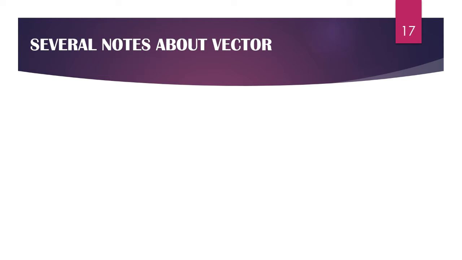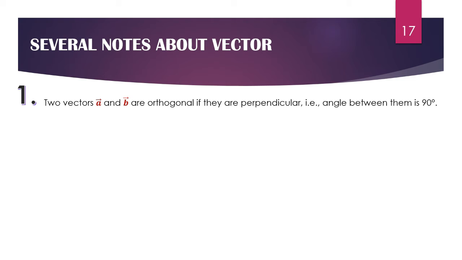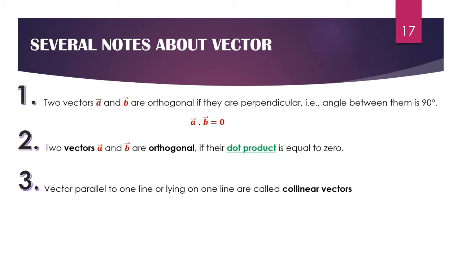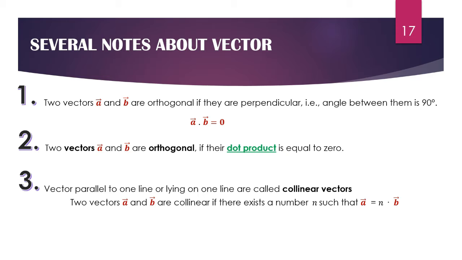Several notes about vectors. The first, listen: vectors A and B are orthogonal if they are perpendicular, i.e. the angle between them is 90 degrees. So A dot B equals 0. Second, two vectors A and B are orthogonal if their dot product is equal to 0. Third, vectors parallel to one line or lying on one line are called collinear vectors. Remember, two vectors A and B are collinear if there exists a number n such that vector A equals n dot vector B.